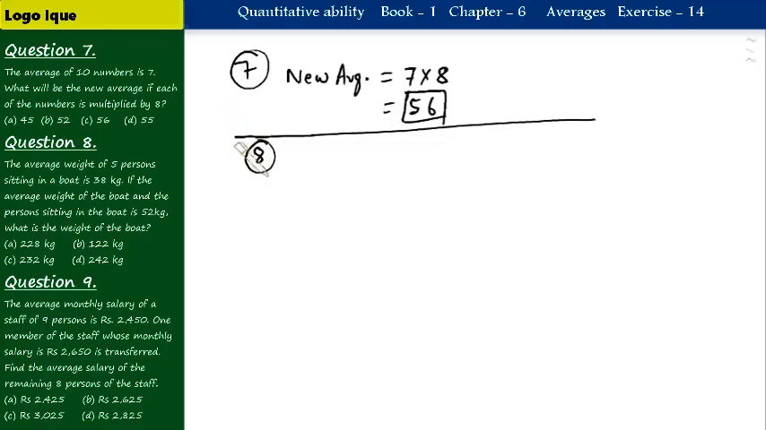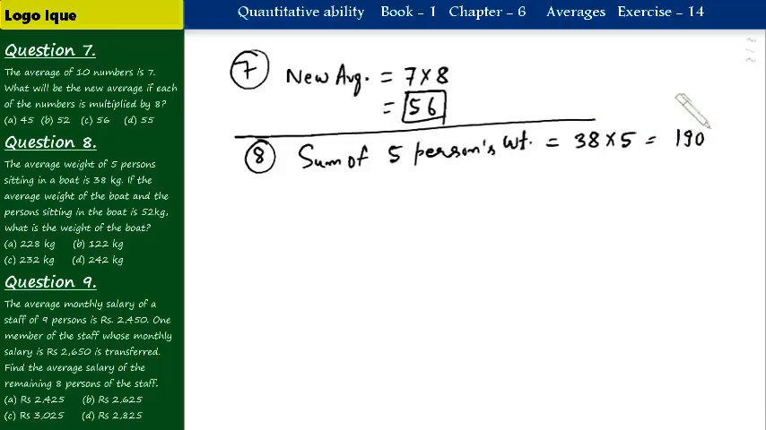Now, question number 8. The average weight of 5 persons sitting in a boat is 38 kg. So average weight of 5 people is 38. So sum of weight of 5 persons would be equal to, average is 38 into there are 5 people. So 38 into 5 is 190 kg.